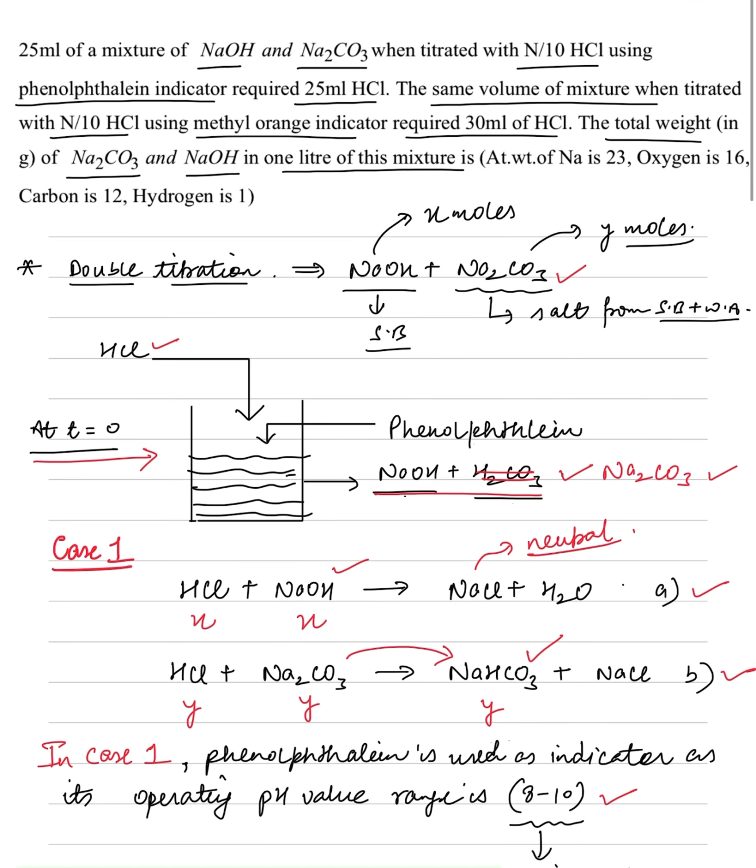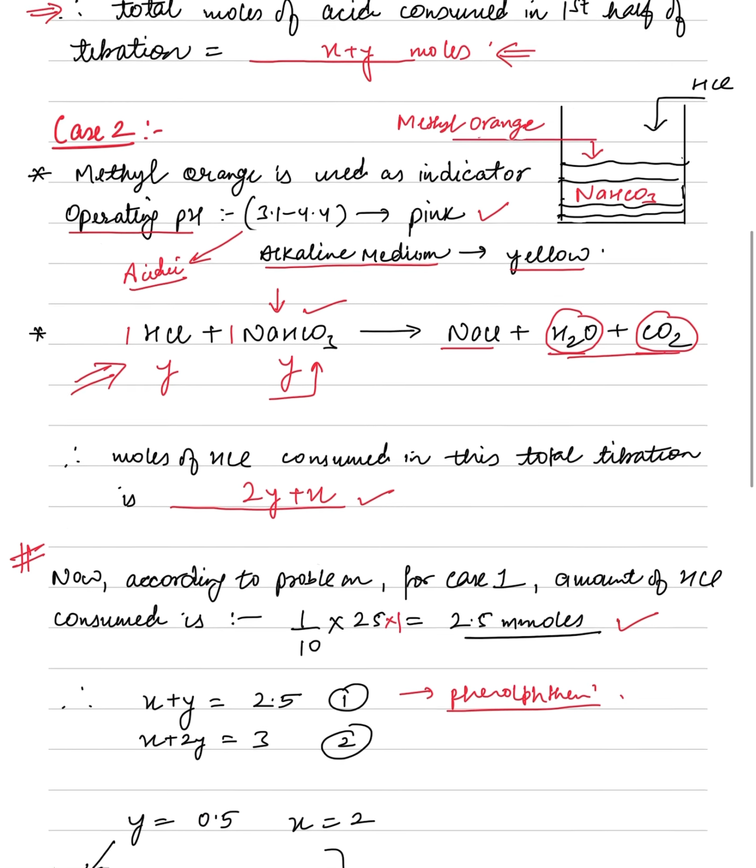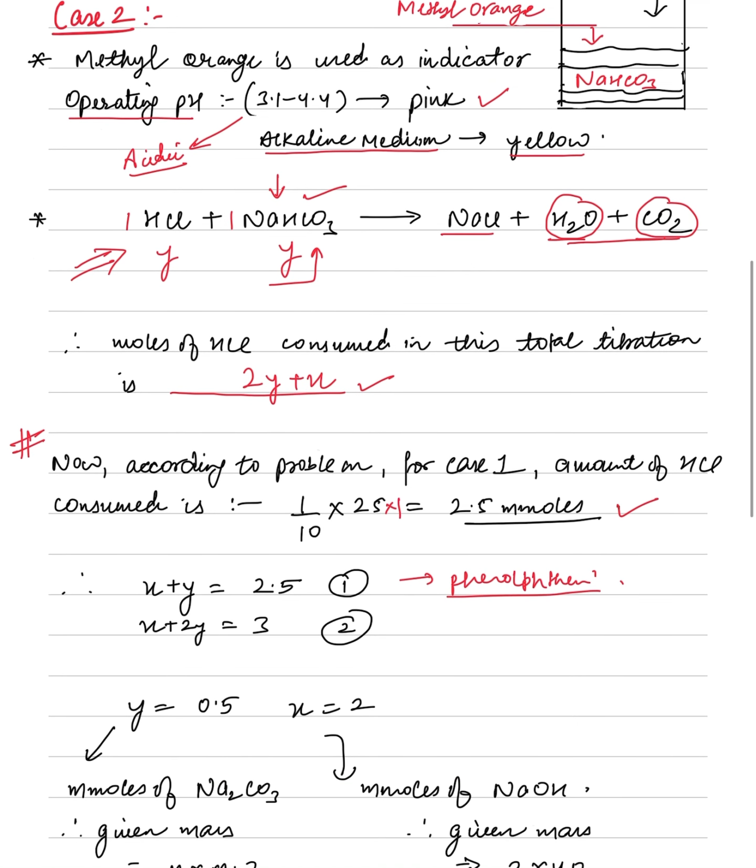Next it says the same volume of the mixture when titrated with n by 10 HCl using methyl orange indicator requires 30 ml HCl, right? That means the same amount of mixture, that is 25 ml of mixture, when titrated using methyl orange indicator requires 30 ml of HCl, with the same normality of HCl. So in this case, from the start till methyl orange, how many moles of HCl are consumed? 2y plus x. So 2y plus x is equal to how much? 3. This is for the methyl orange indicator titration.